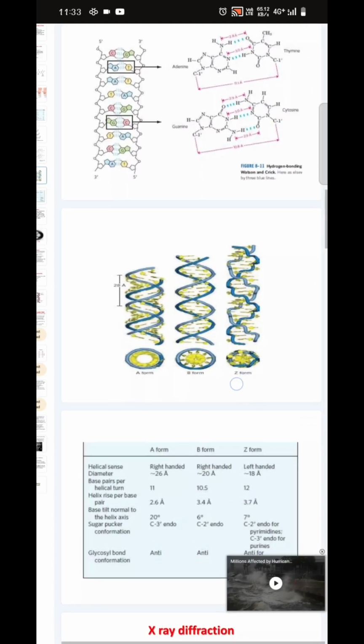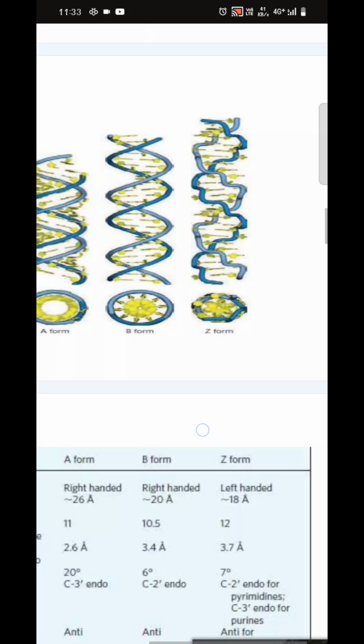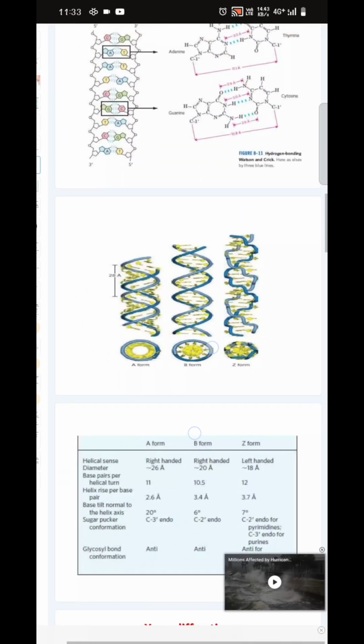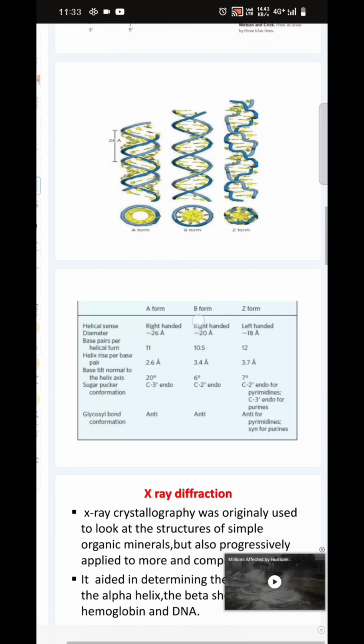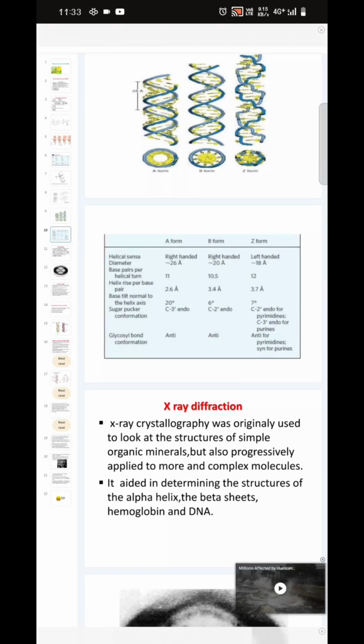And on the 9th page we will observe A form, B form, Z form. This is the picturization of the Watson and Crick model of DNA. We will draw this in the exam. Here the information is A form, B form. The drawn pictures are given with the information in tabular form on the 10th page, friends.